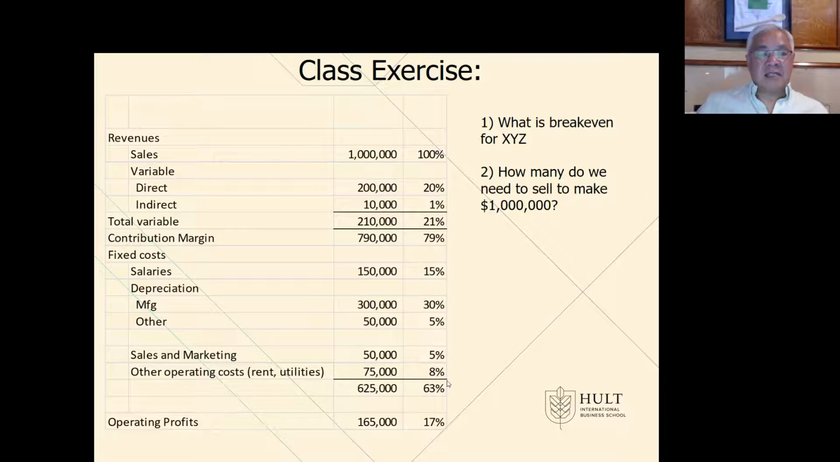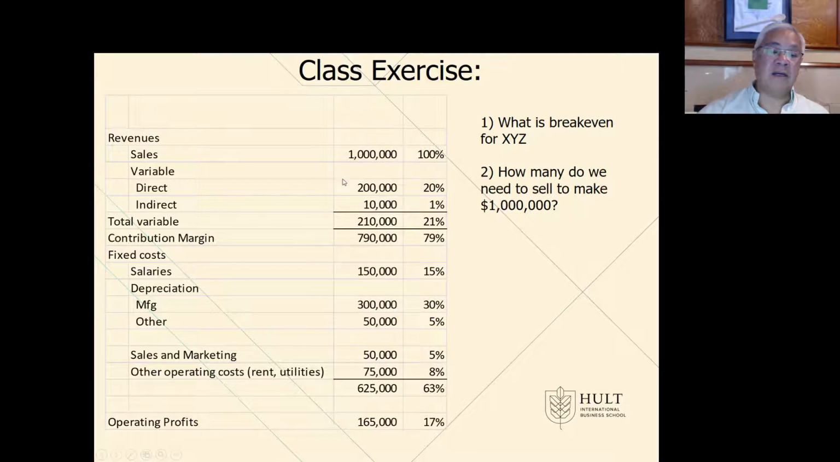All right. So here's a class exercise to look at how we would try to look at a general statement here and figure out what is the break-even point. In this particular case, we're using a format that we're going to come to understand as the contribution format. The reason we could tell is that the items here are variable versus fixed, and the subtotal here is not gross profit, it's contribution margin.